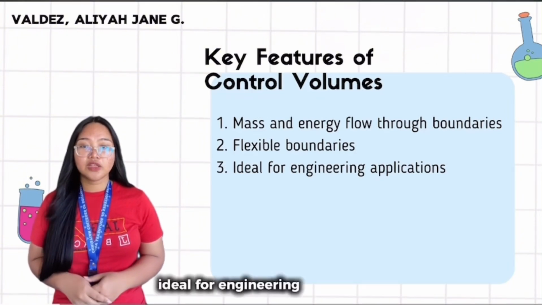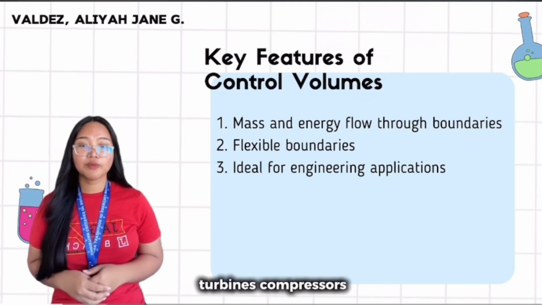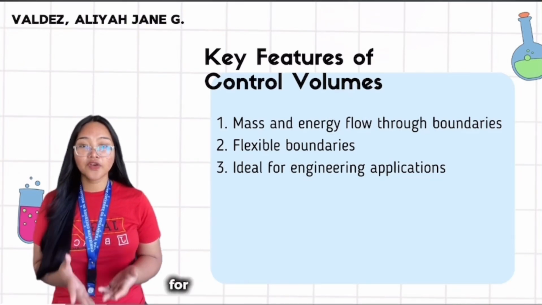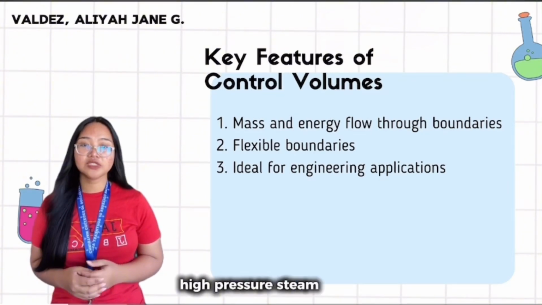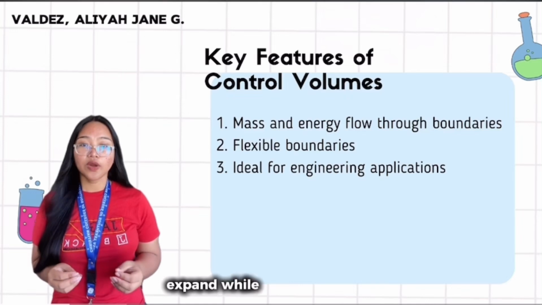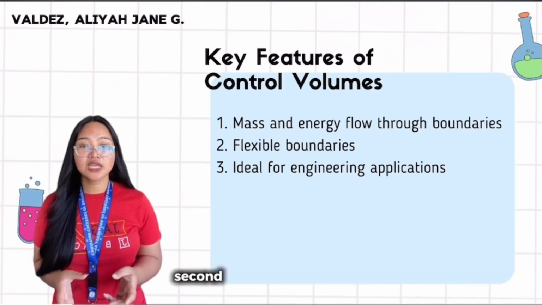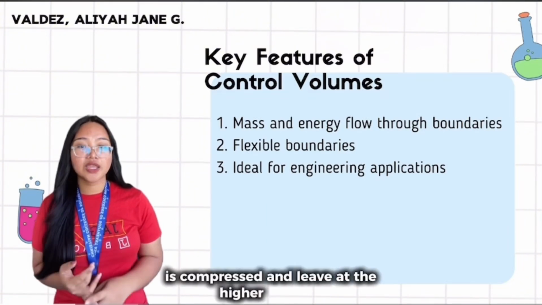Ideal for engineering applications, used in devices such as boilers, turbines, compressors, heat exchangers, and jet engines. For example, in a steam turbine, high-pressure steam enters, expands while performing work, and then exits as low-pressure steam. Second, in a gas compressor, air enters, is compressed, and leaves at a higher pressure.